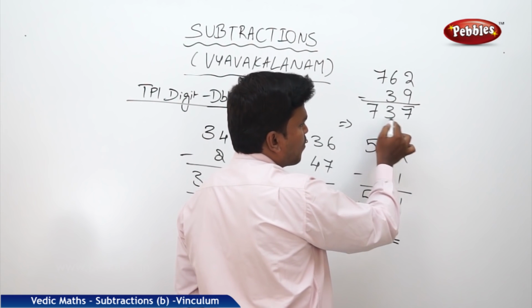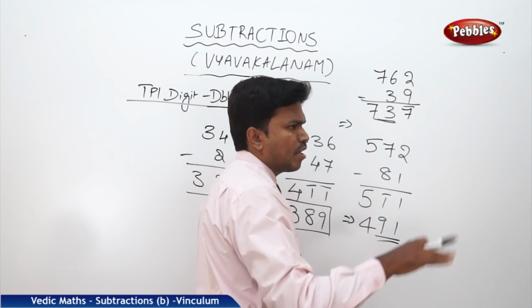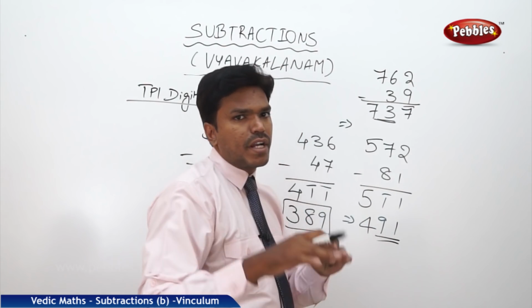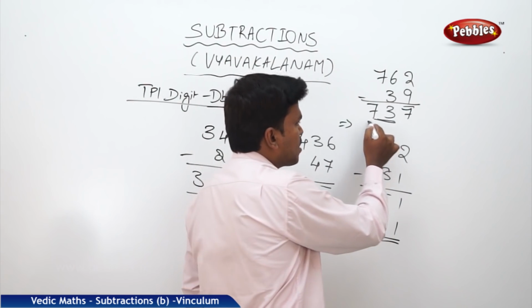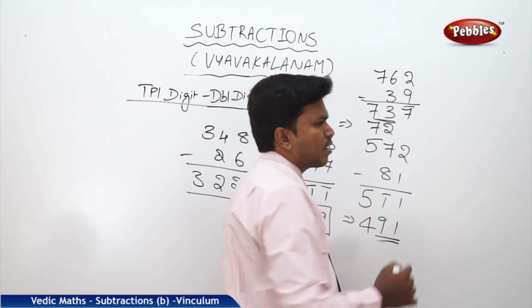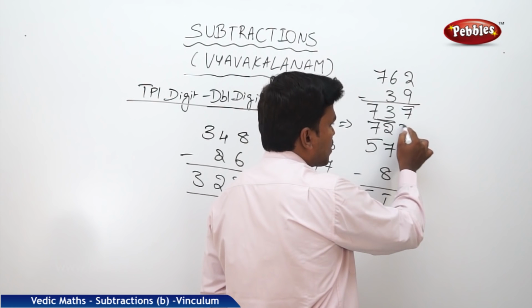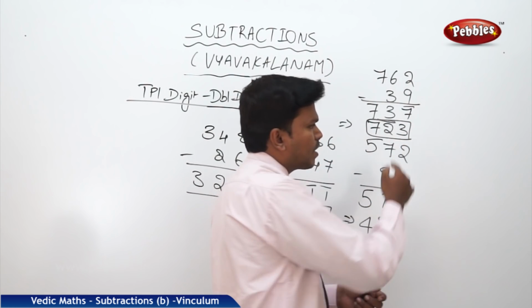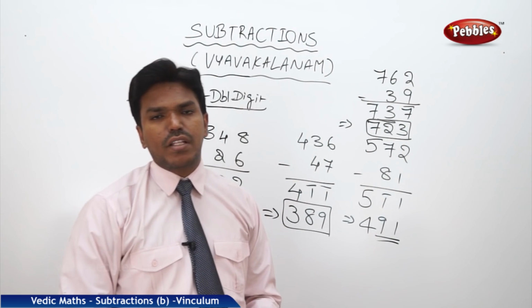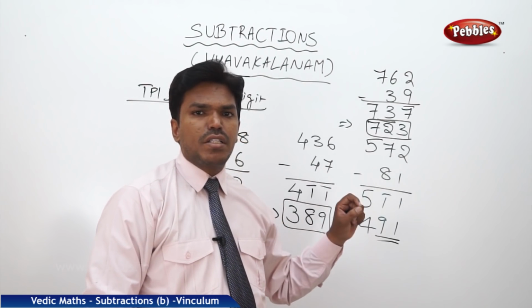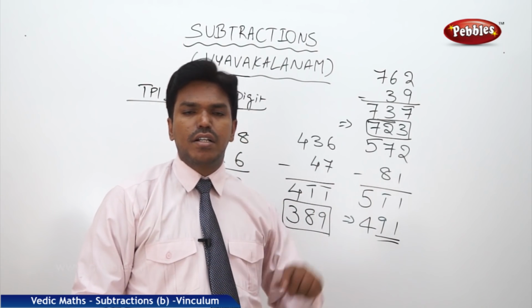7, 3 bar 7. The number before the bar is 73. Subtract, so the number before the bar we will reduce by 1. So 73 becomes 72. Now the bar number is 7. So what is the complement? 3. So what is your answer? 723. So like that we can do triple digit minus double digit.